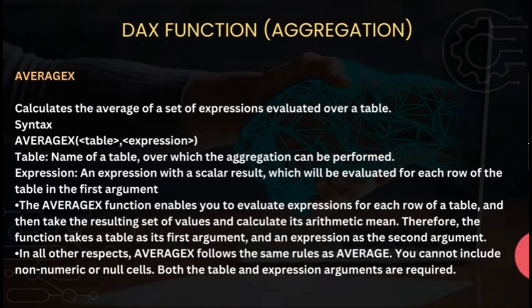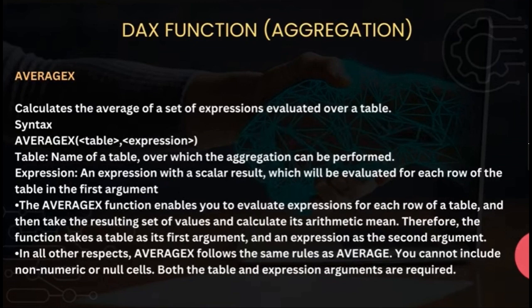So the syntax for this is AVERAGEX(table, expression). The first argument is the name of a table over which the aggregation can be performed, and the second is an expression with a scalar result which will be evaluated for each row of the table in the first argument. So the AVERAGEX function enables you to evaluate an expression for each row of a table and then take the resulting set of values and calculate its arithmetic mean.